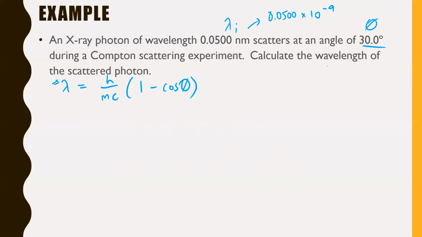So in other words, we're looking for lambda f, the final wavelength. We need to make sure we have h, which we do. m is the mass of an electron. We have that. c is the speed of light. Wow, okay, actually, we're pretty good here.